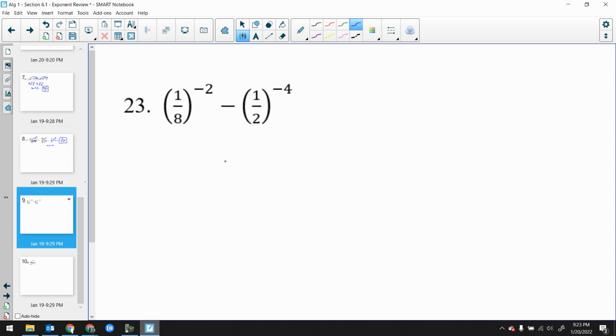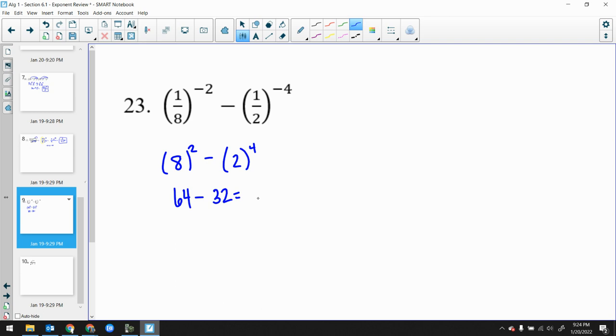We're taking a look at number 23 now. Okay, negative exponent on a fraction. Flip the fraction. Oh, what is the reciprocal of 1 over 8? Isn't that just 8 over 1? Right? Or just 8? So this is technically 8 to the positive second power minus, okay, flip 1 over 2 becomes 2 over 1, or just 2 raised to the positive fourth power. All right, 8 squared is 64. 2 to the fourth is 32.